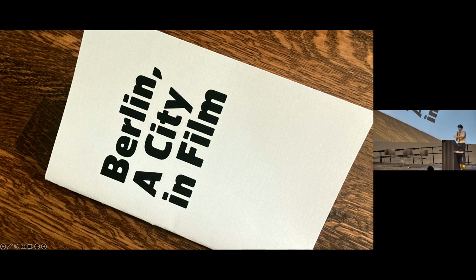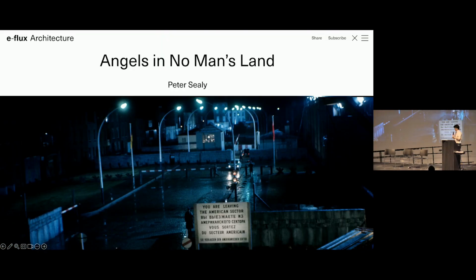So we went in 2023, 2024, and 2025. And as a historian, when I'm not teaching, I spend a lot of time writing about the relationship between film and cities. For instance, this essay that I wrote about the way the Berlin Wall shows up in films.